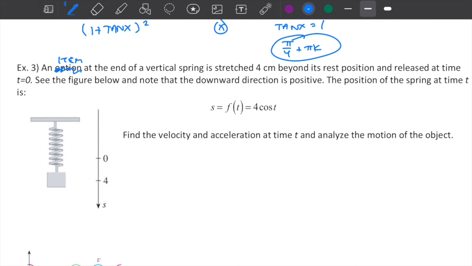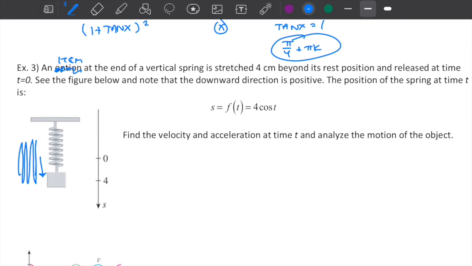The end of a vertical spring is stretched 4 centimeters beyond its rest point, pulled down and released at time 0. So I'm going to pull this item down 4 centimeters, and it's going to pop back up. So it's going to go up and down and up and down. Downward direction is positive, so we're starting off with a displacement of 4 centimeters.